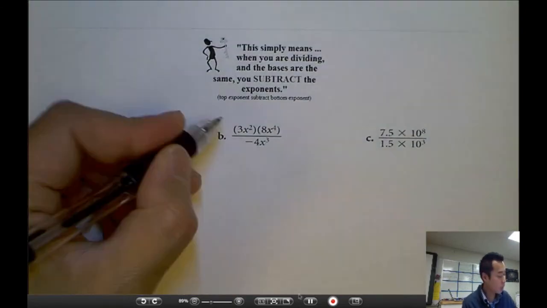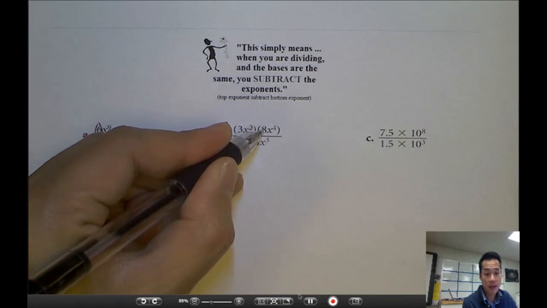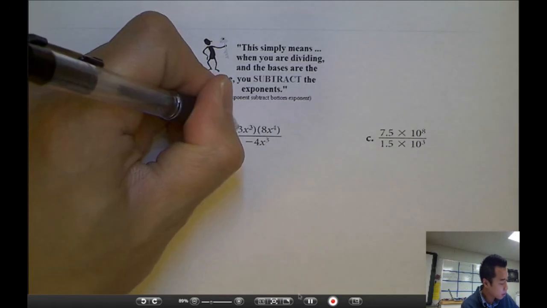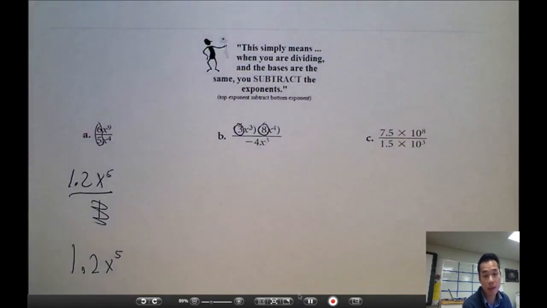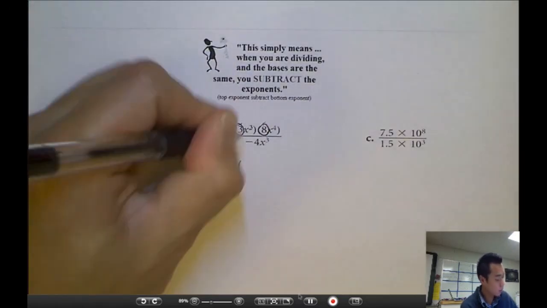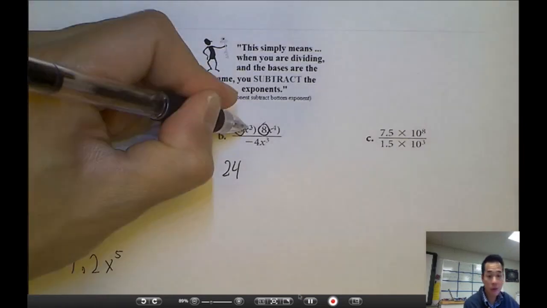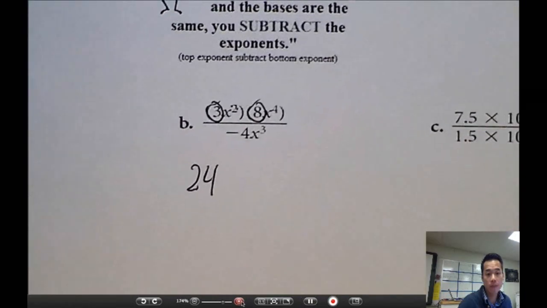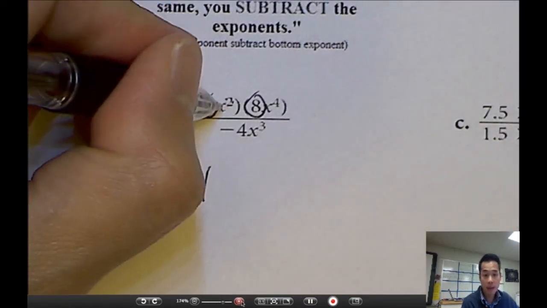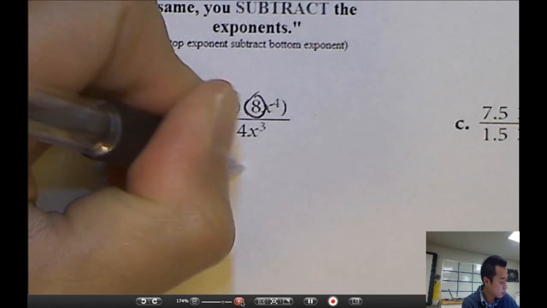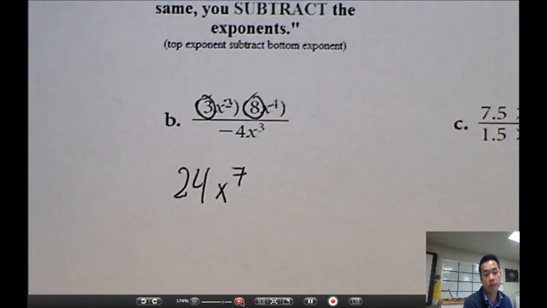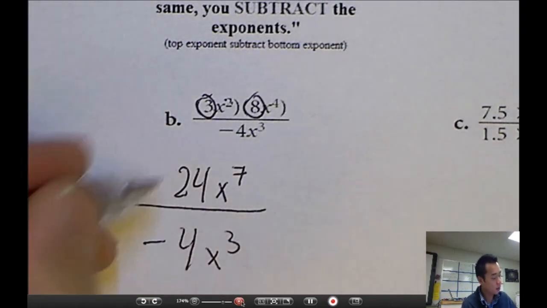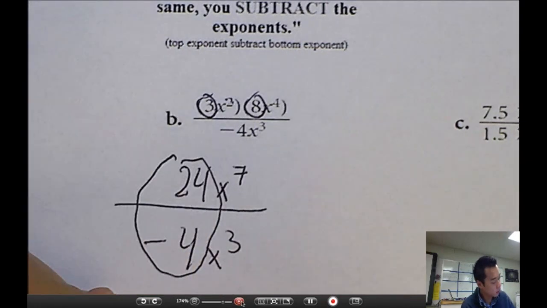B, I have 3x squared times 8x to the 4th. If I wanted to, I can expand this out like usual, but I'm just going to go ahead and take care of my coefficients. First, I have 3 times 8. That's 24. x to the 3rd times x to the 4th. Same base, I'm just going to add them. x to the 7th, divided by negative 4x to the 3rd. Take care of my coefficients. That's negative 6.